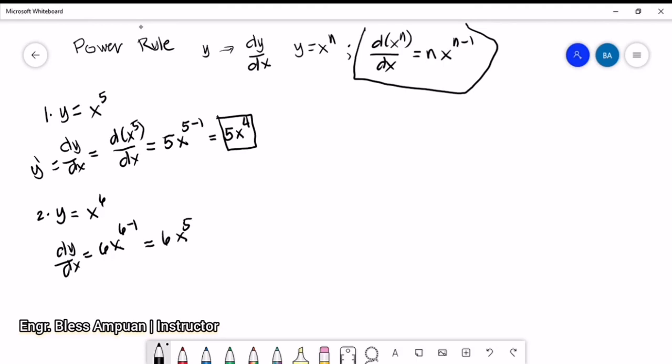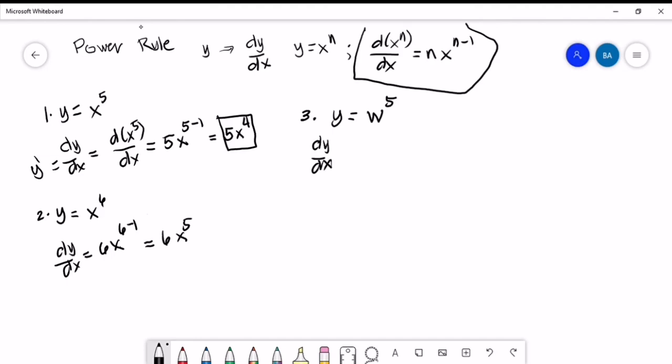So therefore, the first derivative of y, wherein our y is equal to x raised to 6, is 6x raised to 5. So how about if we have y is equal to w raised to 5? If we're going to derive this one, dy/dx, no, this is now a wrong interpretation.